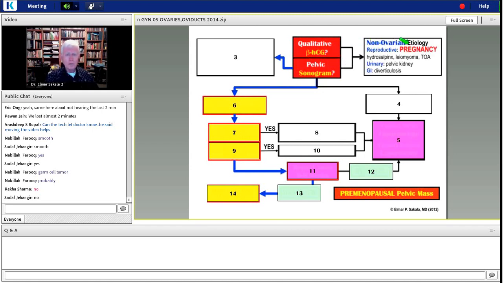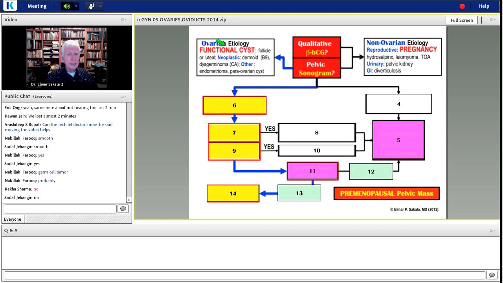So we can have non-ovarian etiology: reproductive tract, urinary tract, and GI tract are the 3 organ systems in the pelvis. We must rule out pregnancy with a negative beta HCG. You could also have a hydrosalpinx, which is a fluid-filled simple cyst. Leiomyoma would be a solid mass. A tubal ovarian abscess would be complex, and that's from an old PID. Pelvic kidney or diverticulosis would be less of a problem. But we start out with a beta HCG and pelvic sonogram.